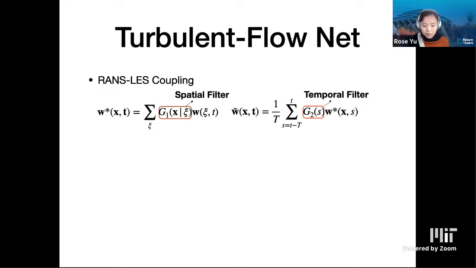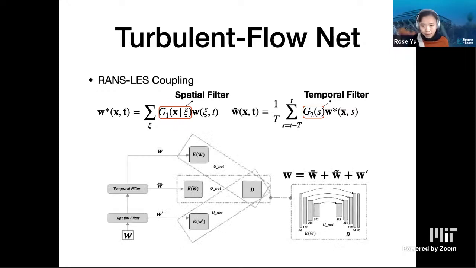So the idea of learning trainable operators is implemented as we simply replace the spatial filter and temporal filter here with trainable weights. And because it's a convolutional operator, that naturally leads to a convolutional kernel. And this is our proposed method, which we call the turbulent flow net.